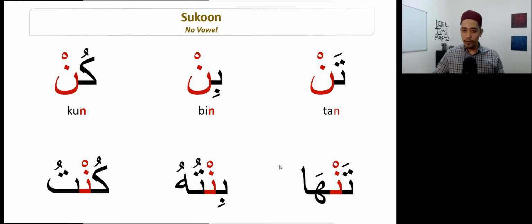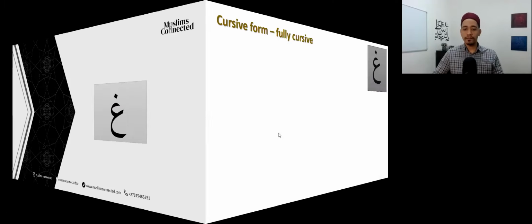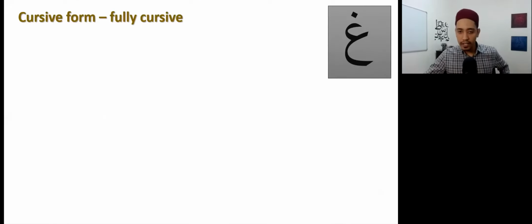Okay, I'm going to move on quickly to the letter ghain. Let's speak about how it looks first. You can say it's like a spanner, or you can say it's a small half circle and a big half circle, and a dot. The letter ghain, how are we doing with time? Doing good.